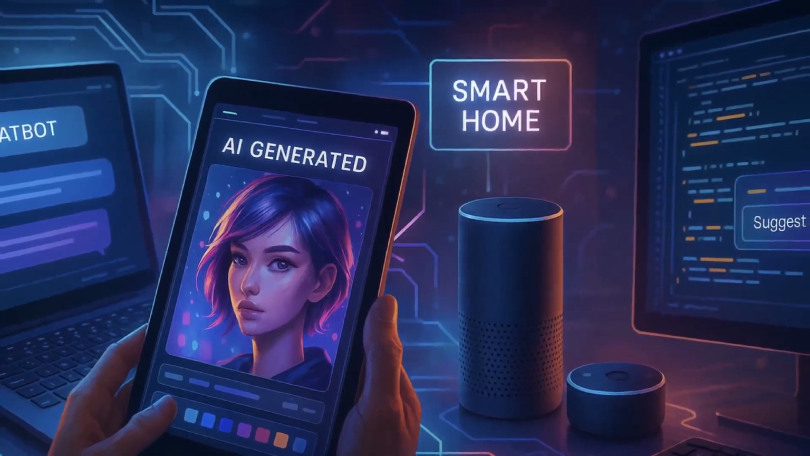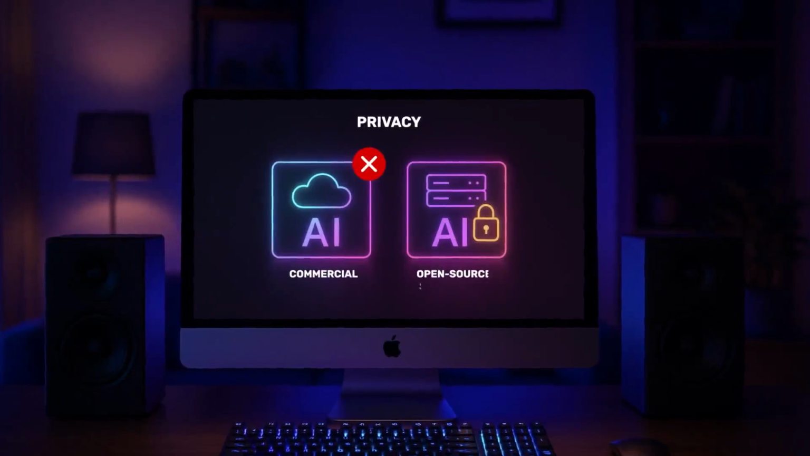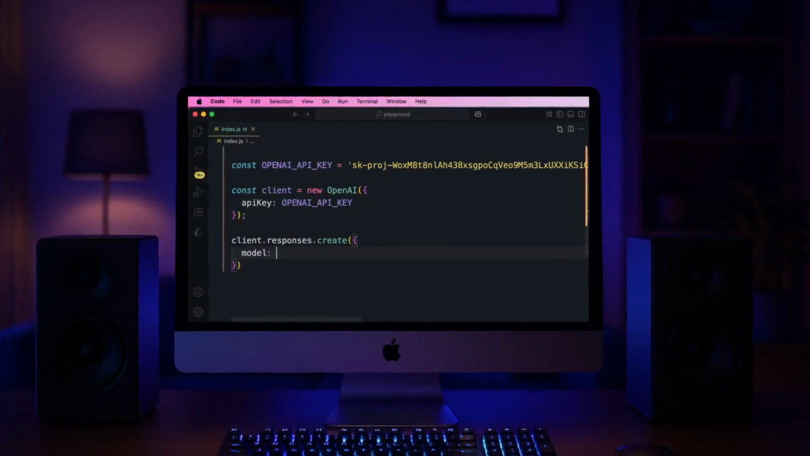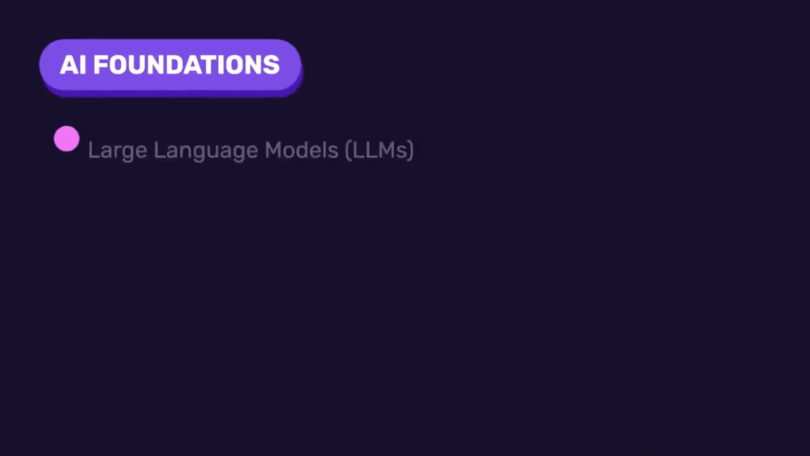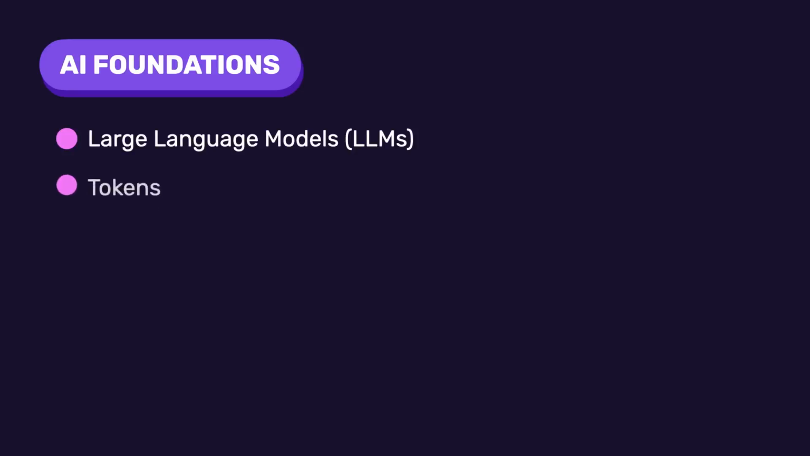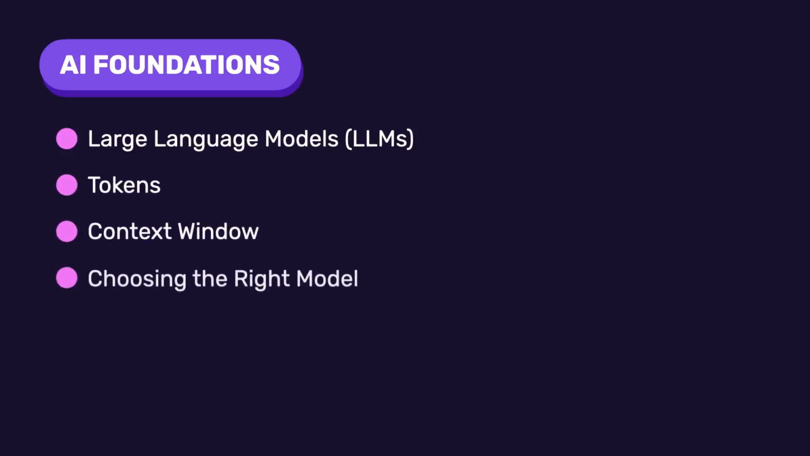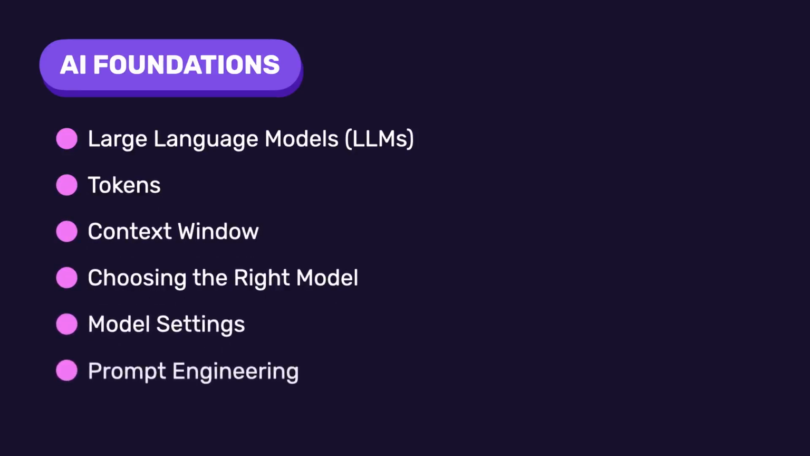AI is everywhere, but have you actually built something with it? In this course, you will learn how to build real AI-powered features like the ones you see in apps from Google, Amazon, and beyond. We'll start by building a solid foundation, understanding language models, tokens, context windows, choosing the right models, model settings, and prompt engineering.